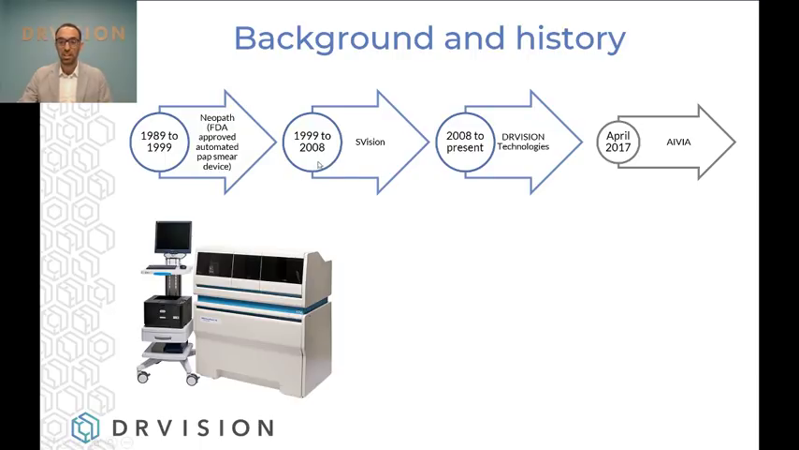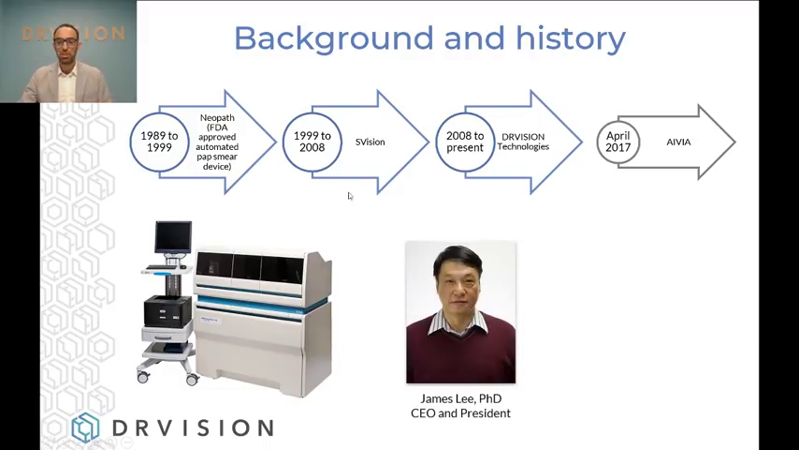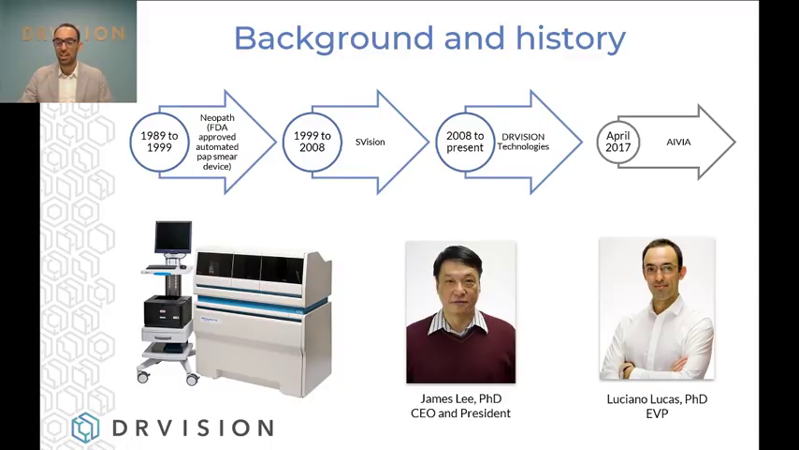This same group of people then established a new company called S-Vision, which was software specific, with no hardware development anymore. That company was established by James Lee, who is our current CEO and president, and he's been the president and CEO of S-Vision and then DRVISION since 1999. In 2008, it received some additional investment, and the company rebranded to DRVISION Technologies, which is what it's still called today, and it continues to be focused on software development.